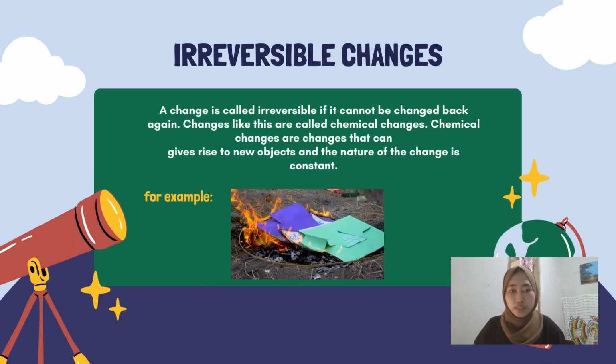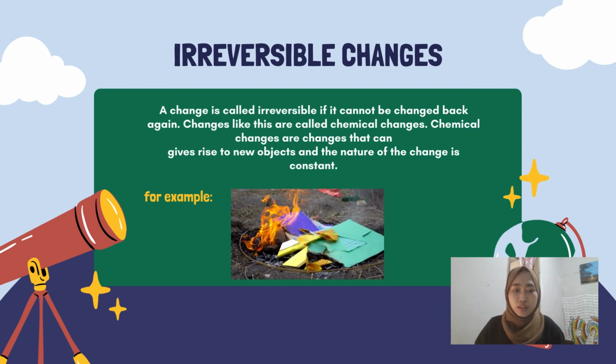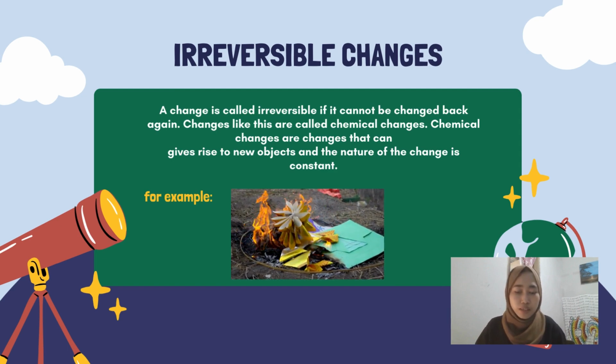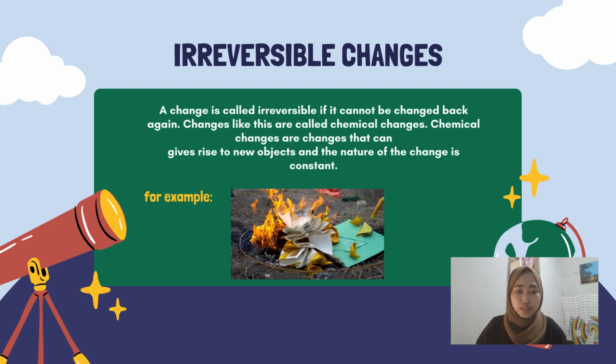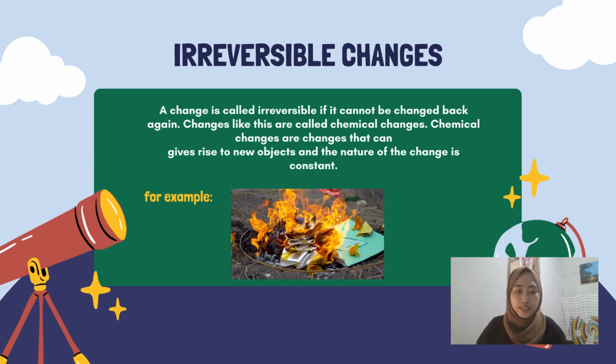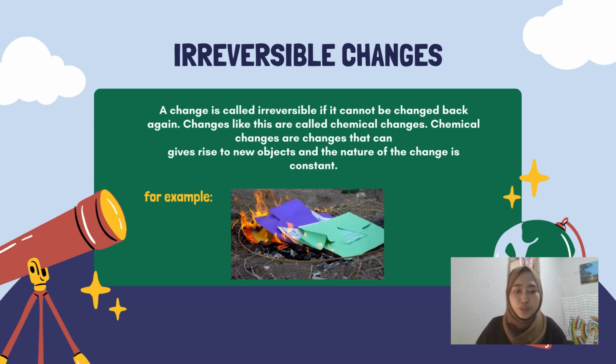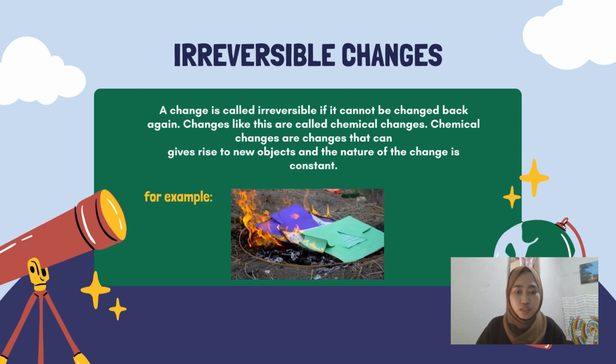Okay, the final is irreversible changes. A change is called irreversible if it cannot be changed back again. Changes like these are called chemical changes. Chemical changes are changes that can give rise to a new object, and the nature of the change is constant.